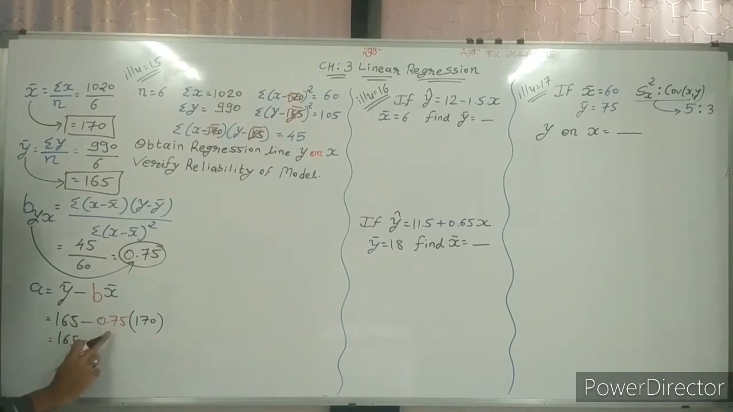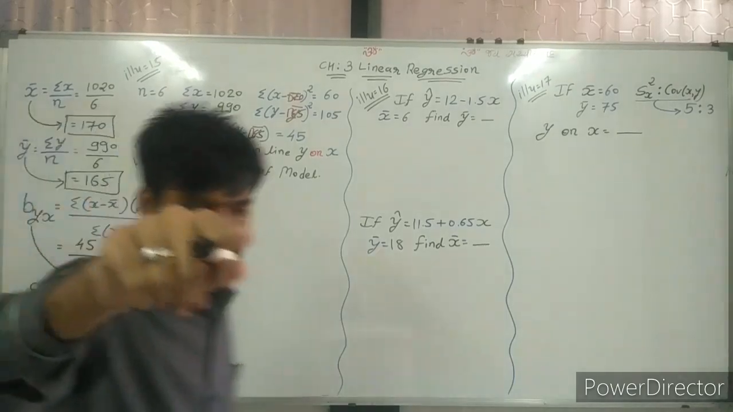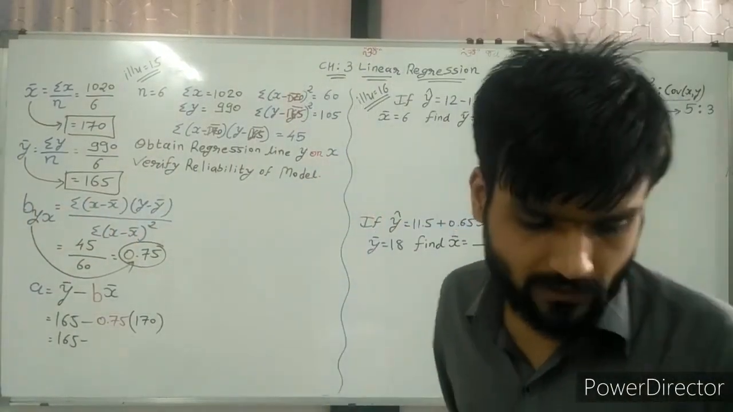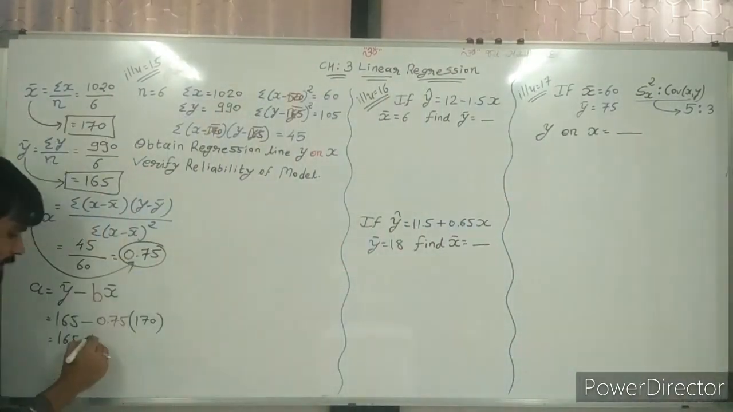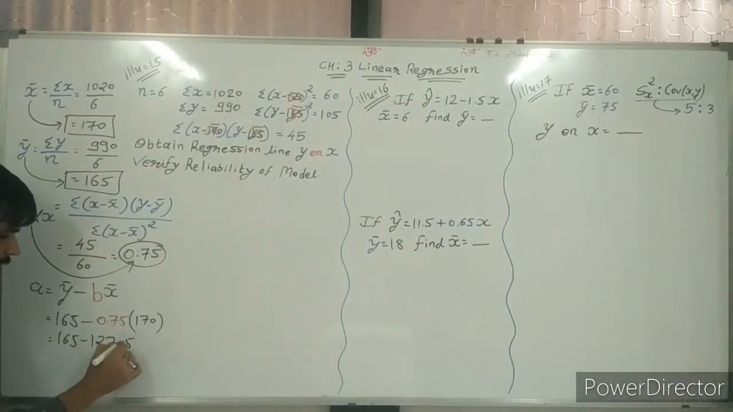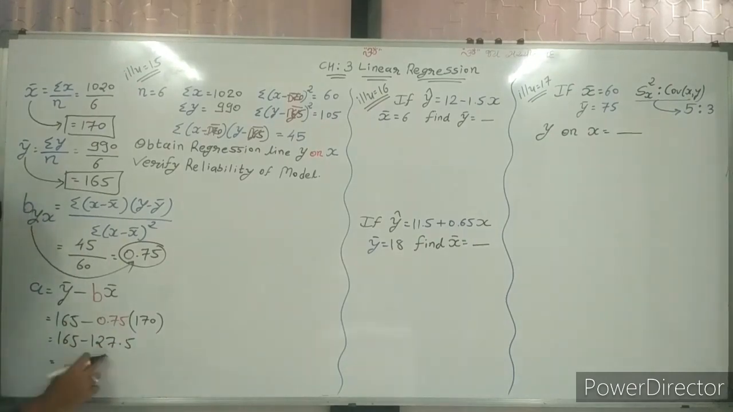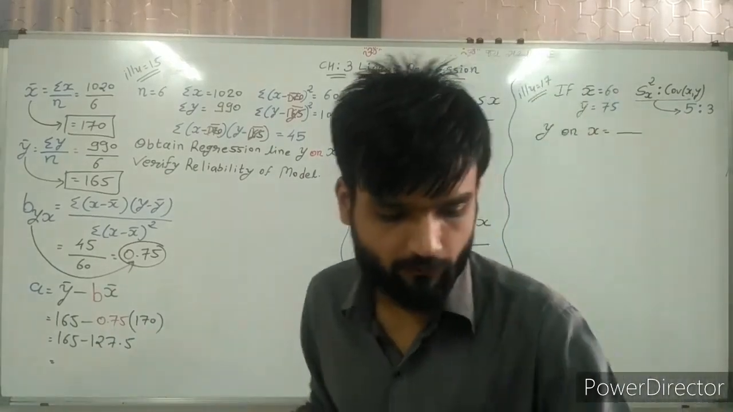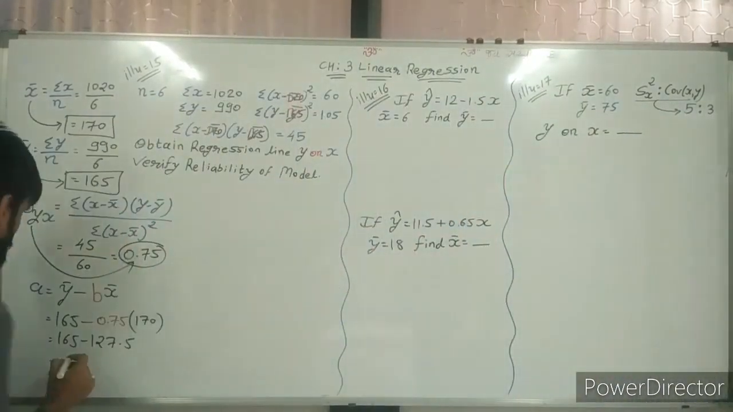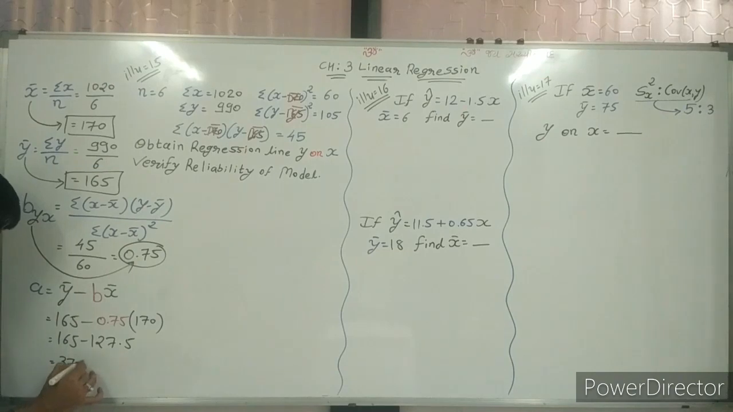165 minus. Now first multiply 0.75 into 170. So in your calculator, 0.75 into 170, you will get 127.5. And the deduction of these two, 165 minus 127.5, is 37.5. So 37.5 is your value of a.